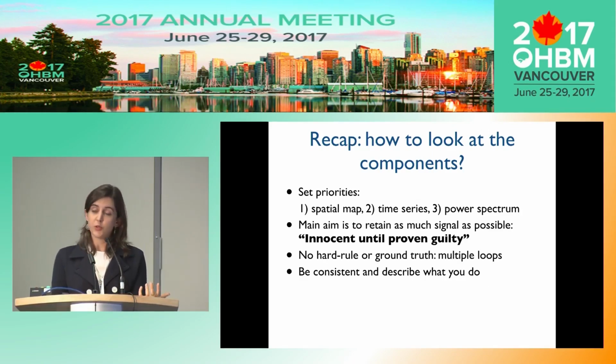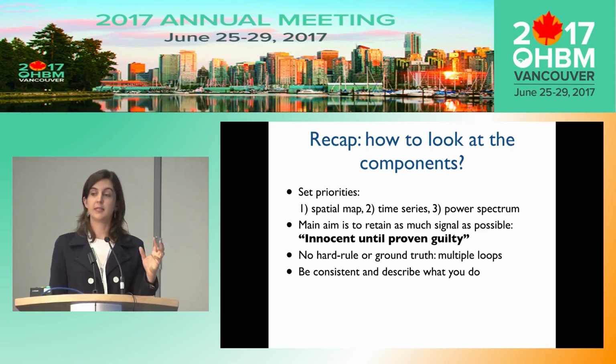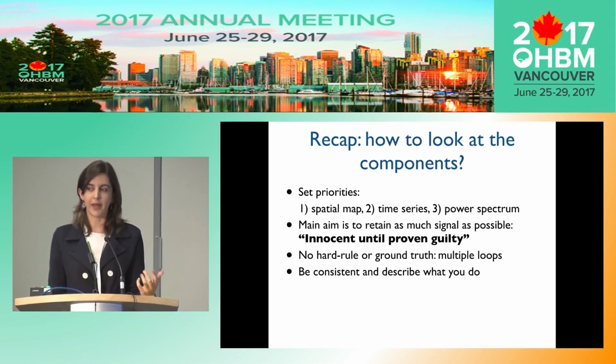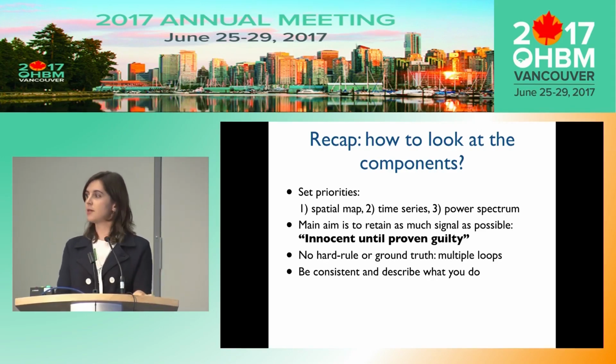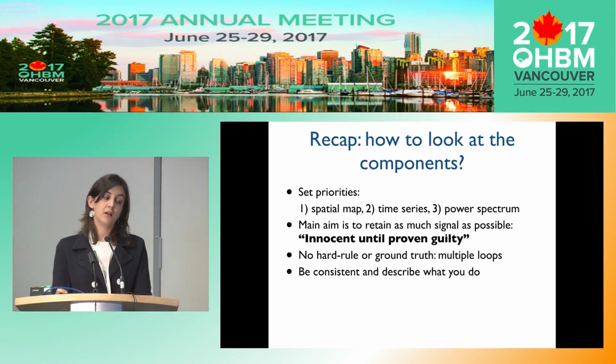We should set priorities. What I tried to do, showing you the examples, is to look first at the spatial map. That's probably the most important thing that needs to somehow make sense. Then we check the time series, and then we check the power spectrum. But again, the main aim is to retain as much signal as possible. So we should adopt an innocent until proven guilty criterion.